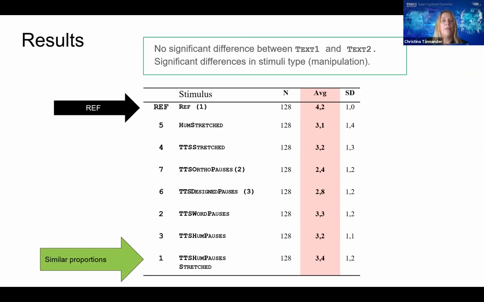And on the first place of the manipulated stimuli, we have the TTS human pauses stretch, which was the one with the most similar proportions to the reference utterances, with a score of 3.4.